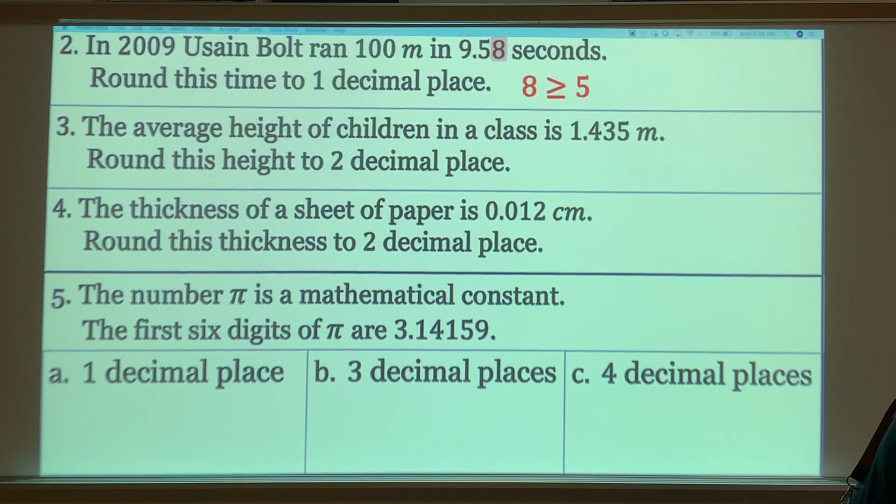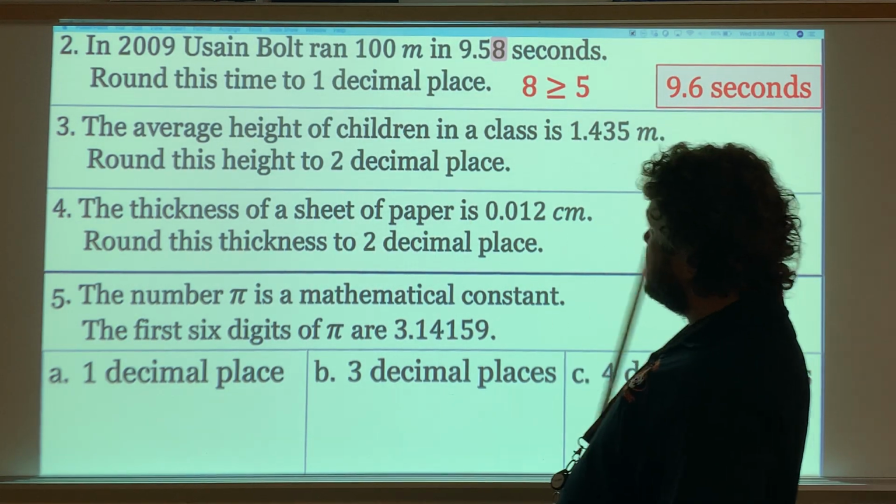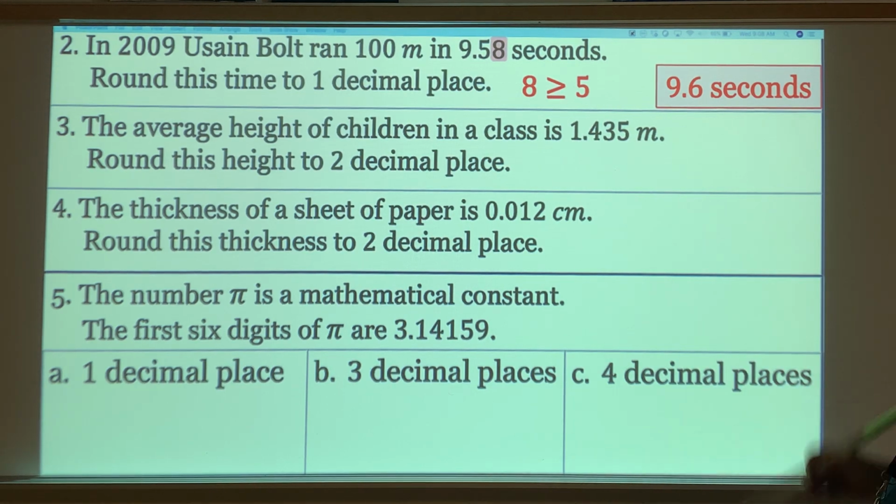So the 5 rounds up, and we get 9.6 seconds. Average height of children in a class is 1.435 meters.